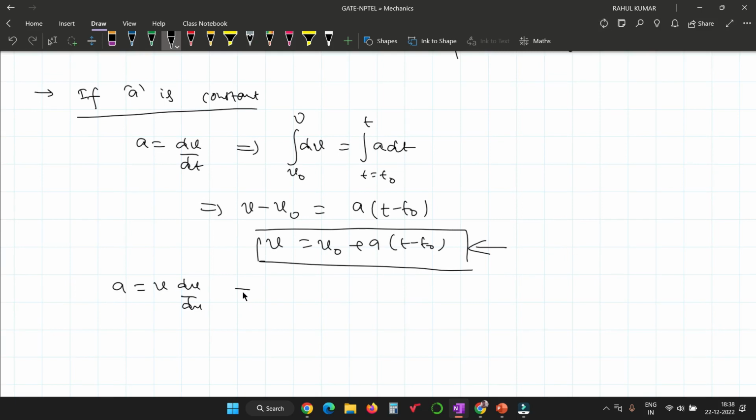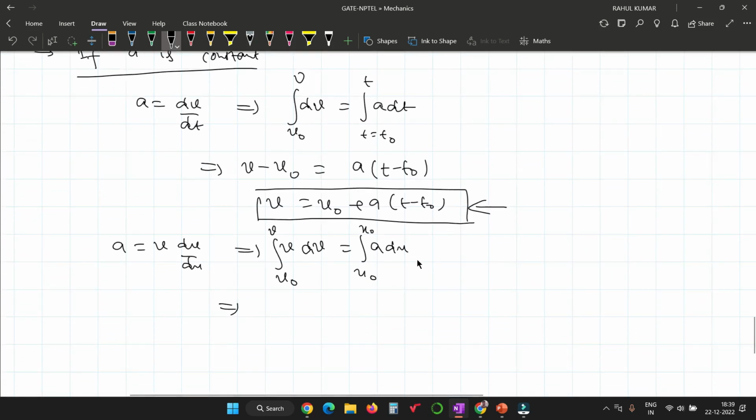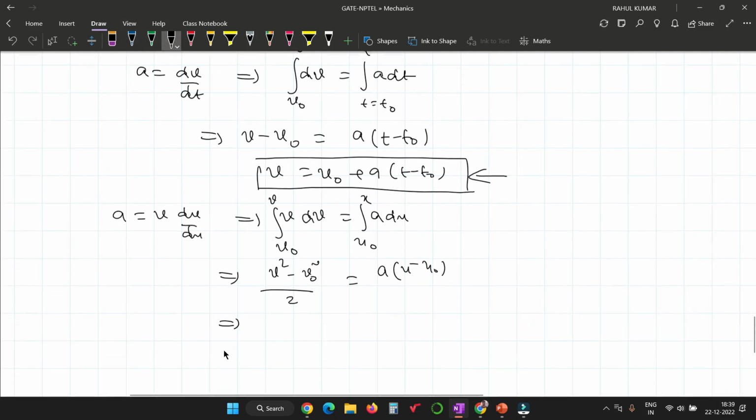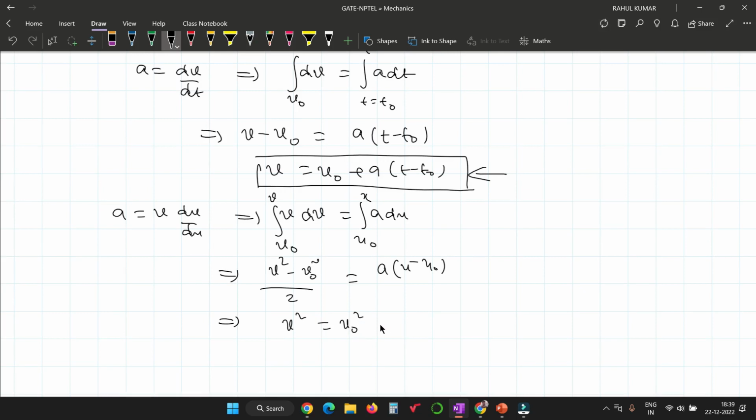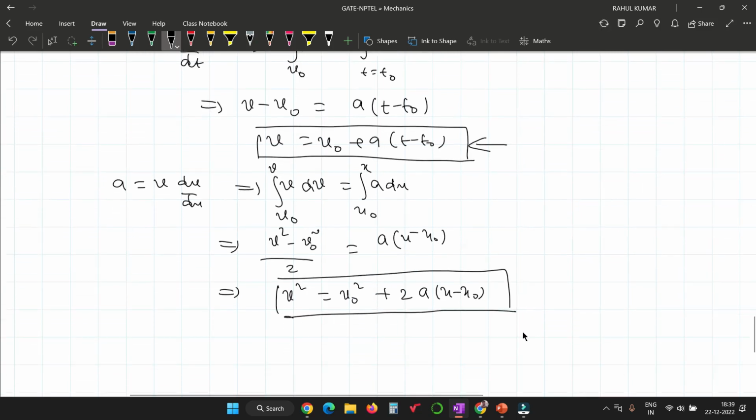v dv by dx. Now cross multiply with dx, you will get v dv equal to a dx. Now integrate this from v naught to v and x naught to x. So you will get (v square minus v naught square) divided by 2 equal to a times (x minus x naught). So you will get the result v square equal to v naught square plus 2a times (x minus x naught). So it is the second equation for constant acceleration, accelerated motion.